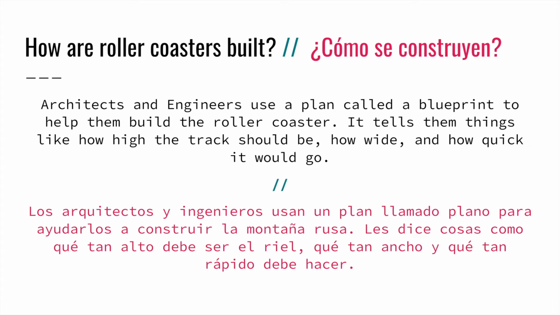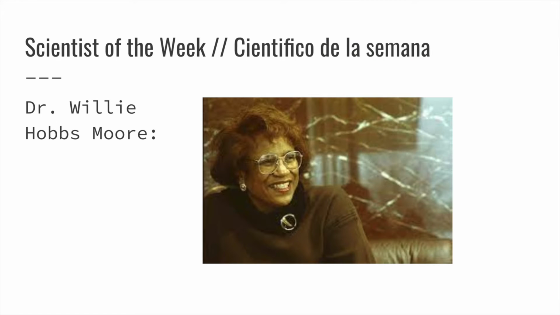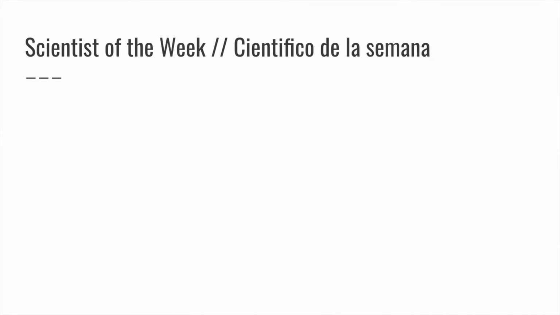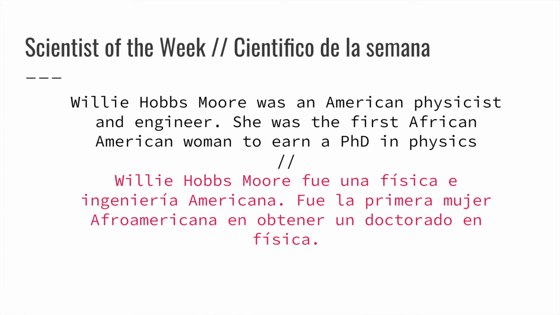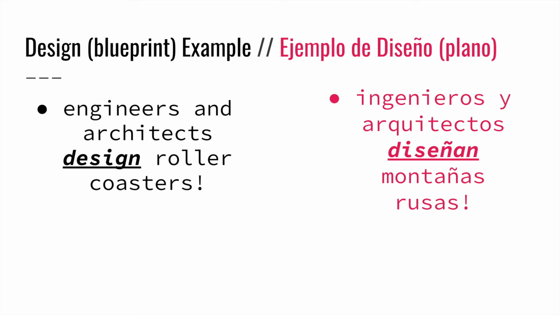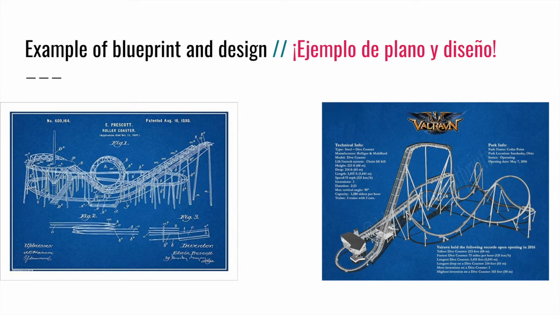This helps them plan out exactly what the roller coaster should be, which leads us to this week's Scientist of the Week, Dr. Willie Hobbs Moore. Dr. Moore was an American physicist and engineer, and she was the very first African American woman to earn a PhD in physics. And like we said earlier, engineers and architects design roller coasters. So here are some real life examples of roller coaster blueprints that show you what architects and engineers really have to look at and design before they start building the roller coaster.